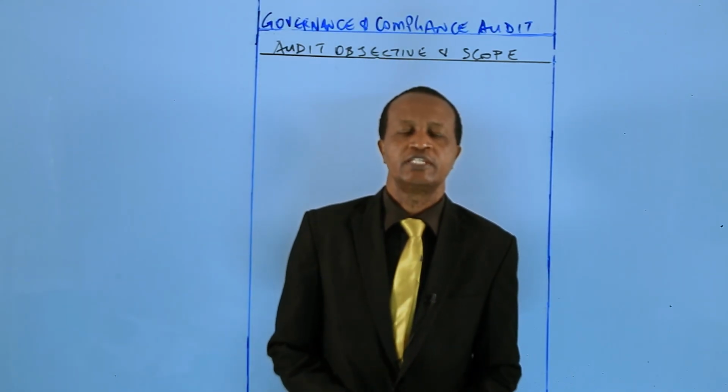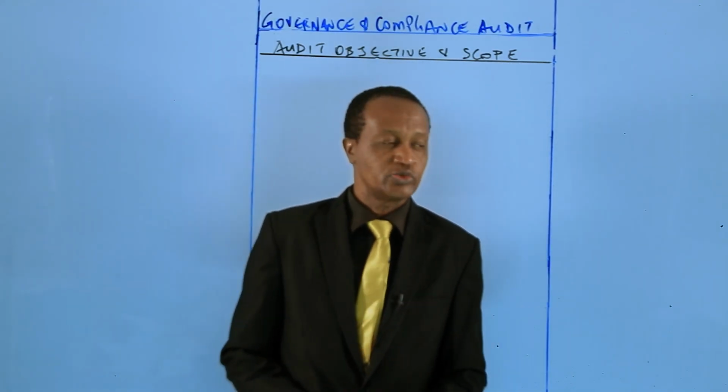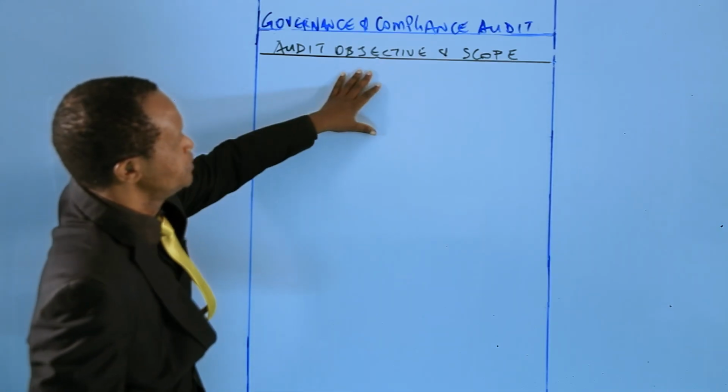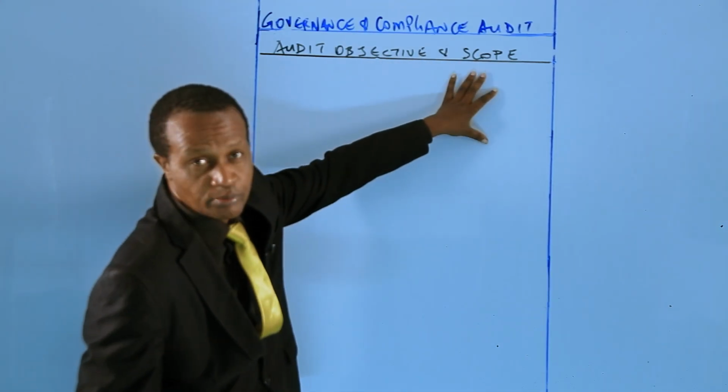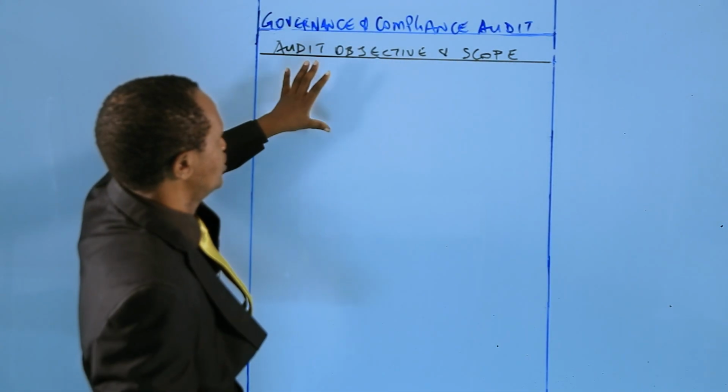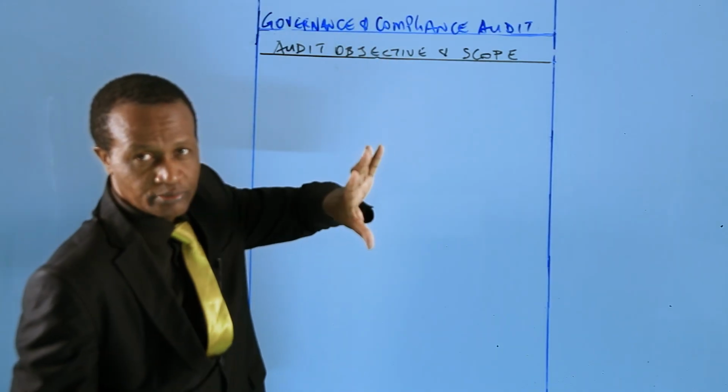The subject is auditing and assurance. Today we are going to study two things: audit objective and audit scope. Determining audit objective and scope.